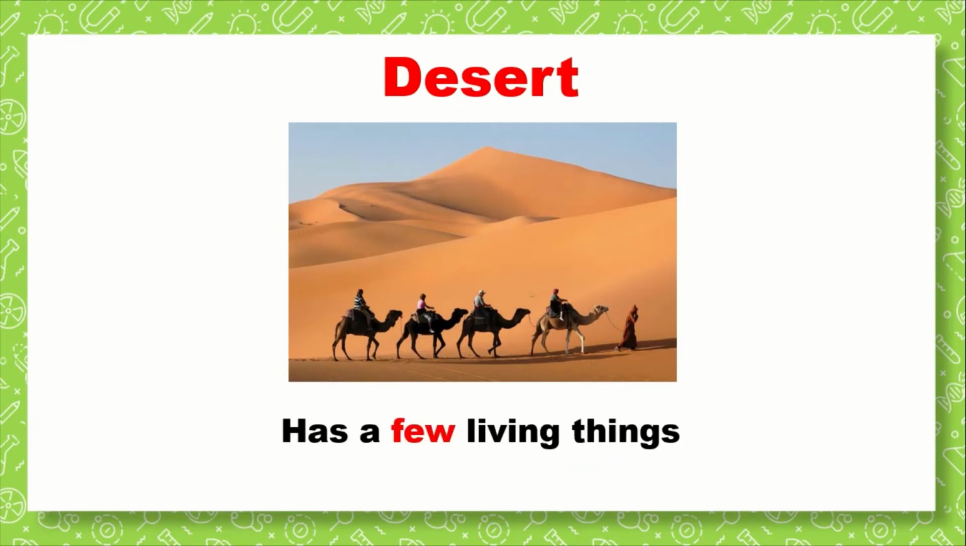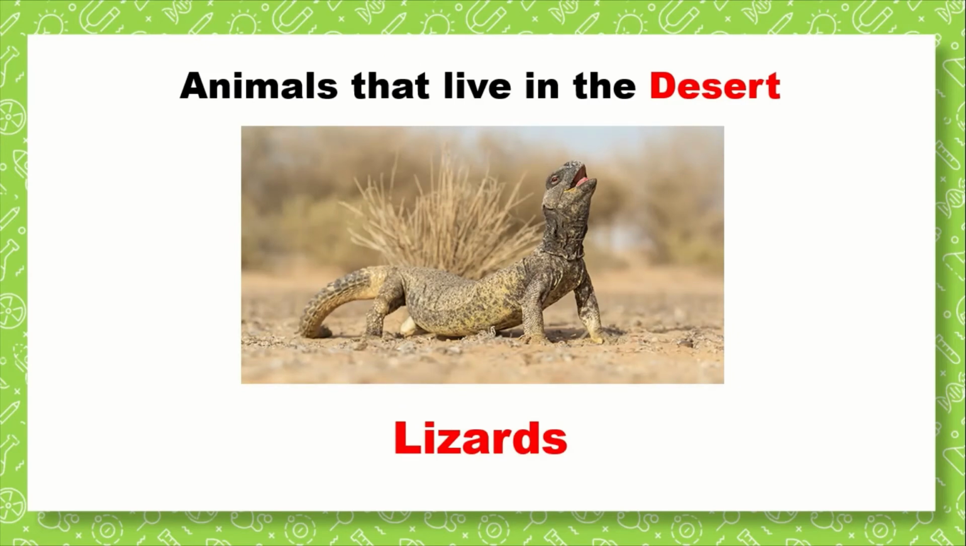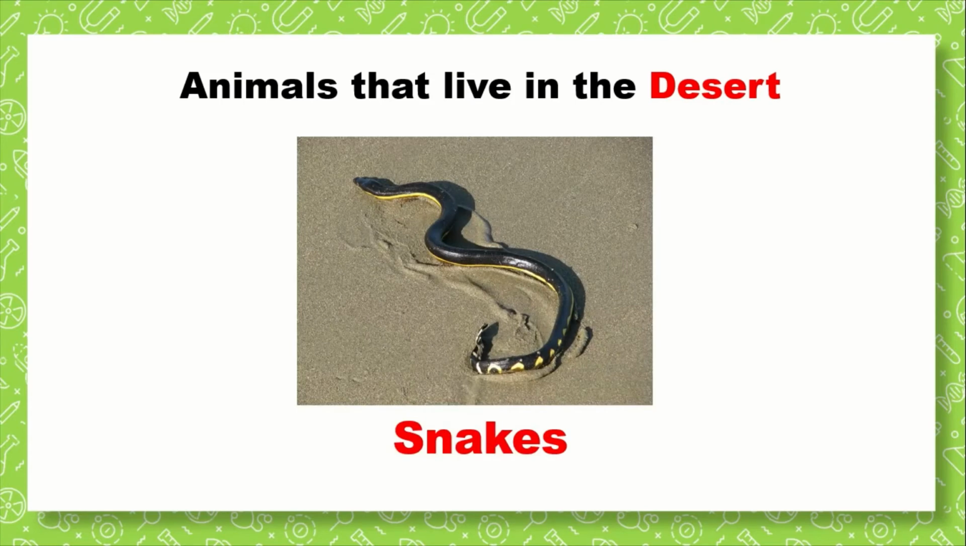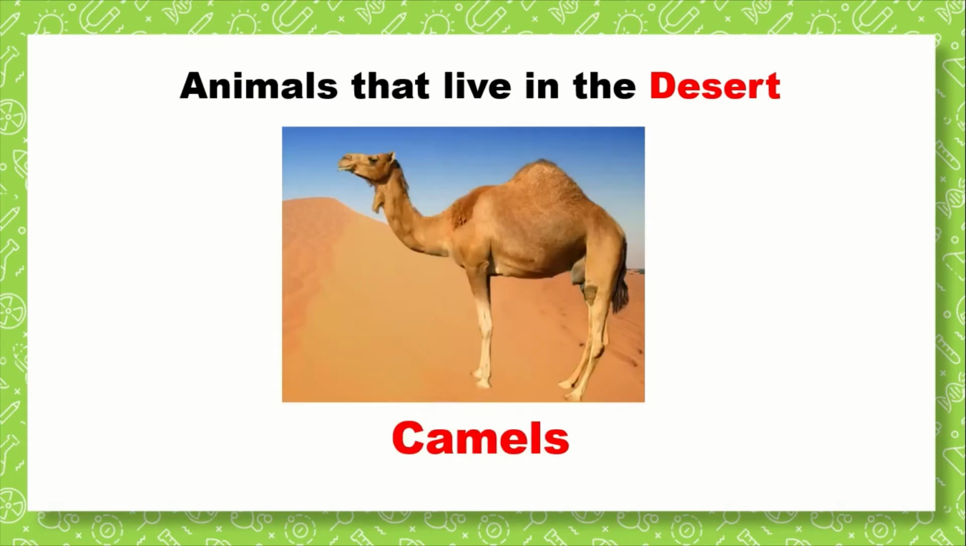That's why the desert has very few living things. Not a lot of living things like to live in the desert because it's a very hot place in the morning and a very cold place at night. Animals that live in the desert are lizards, snakes, and camels.